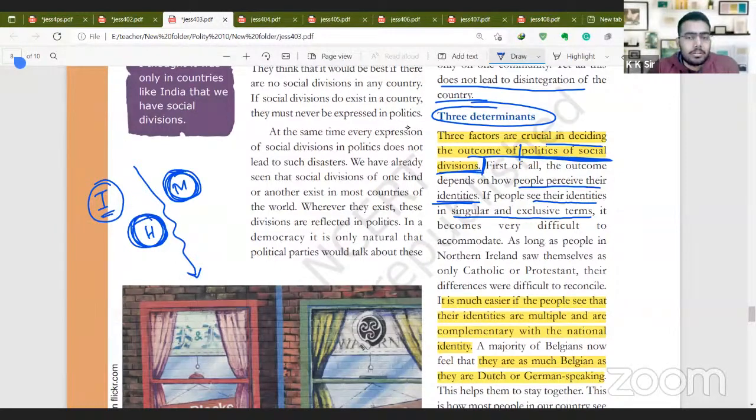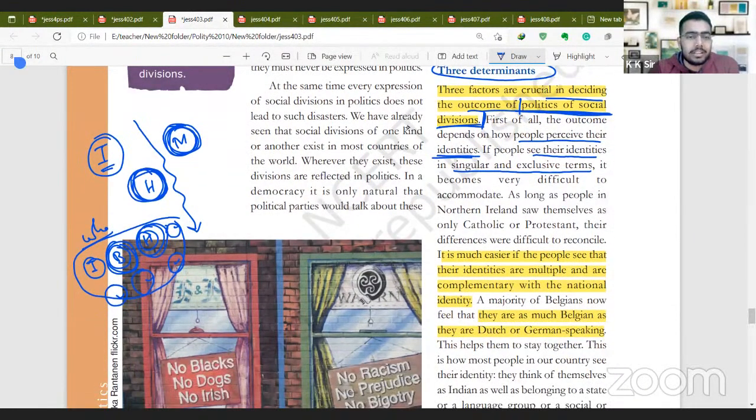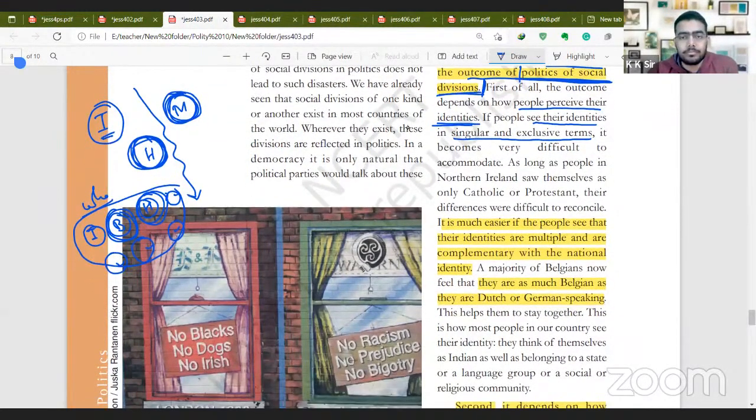But actually, we do not have singular and exclusive identities. If I ask you ki who you are, can you take an exclusive tag? All of us are Indians. I am a Bihari, I am a Hindu, I belong to a certain caste, I am a male, I am a UPSC aspirant, I am a youth. अभी तक फिलहाल कुछ सालों और. So all these things are my identities. I cannot just say कि this is my one single identity. And when people think of themselves in different identities, they become accommodative. But if they see themselves in singular and exclusive term, it becomes very difficult to accommodate.